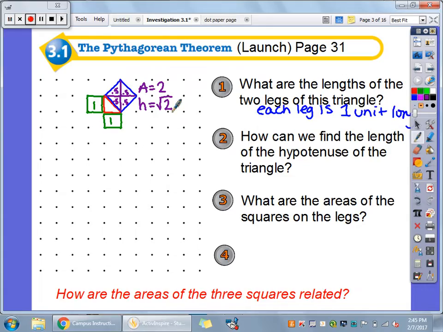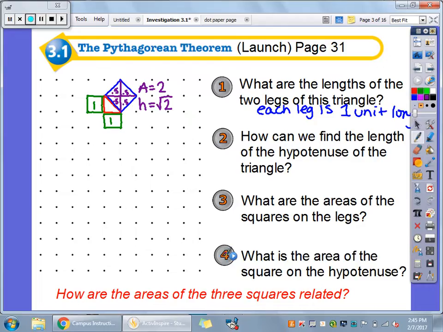Okay? Now the area of the square that's on the hypotenuse is 2, which is this right here. Okay? So we have a square of area 1, another square of area 1, and then this third square has an area of 2. So if you look at it, think about how those 3 squares are related. Think about how their areas are related.